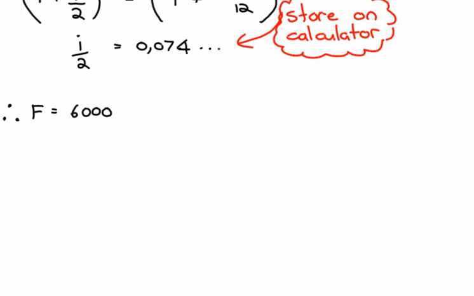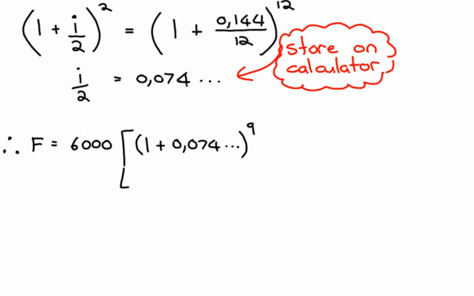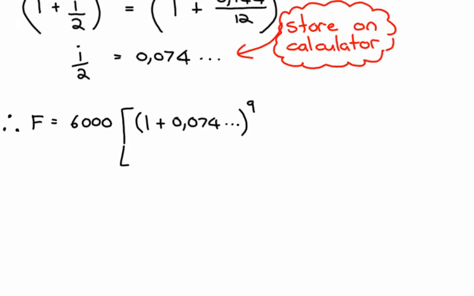Right, so I've got my 6,000. 1 plus now my interest rate, because remember it has to be compounded half yearly, is 0,074... That's my I over 2 already. It's the power of 9. You go and count these. 1, 2, all the way up to 9. Minus 1 over 0,074. Please put the decimals in when you're doing the calculation so that you show your marker you haven't rounded off.